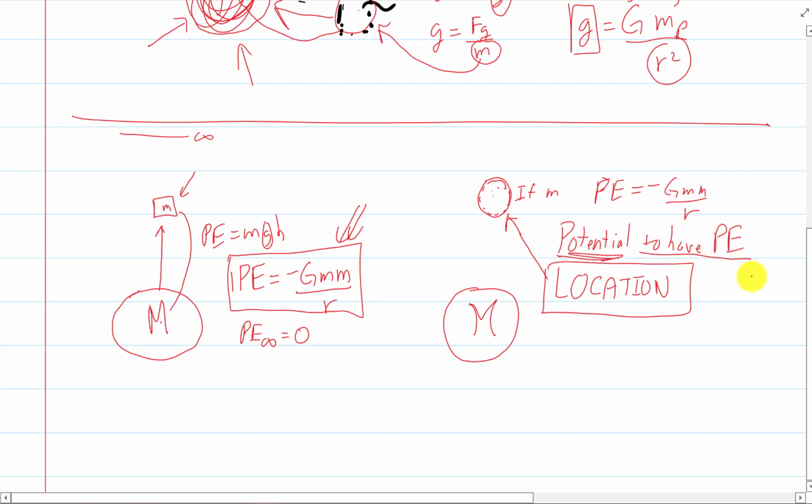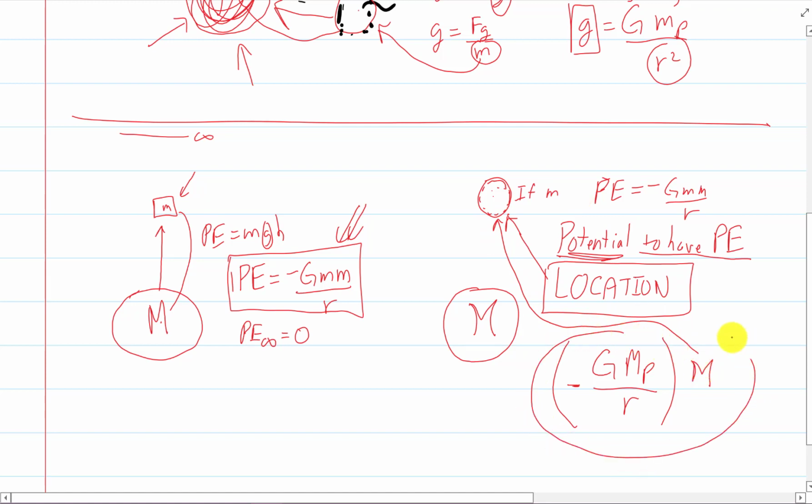How much energy will it have? Well, it has G, mass of the planet, over R, negative, times the mass that I put in that location. So if I put a mass in that location, then this will be the potential energy it has. But before I put the mass in that location, this is the potential of the potential energy.